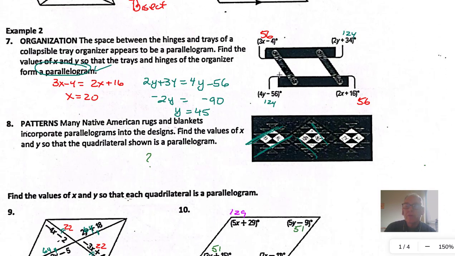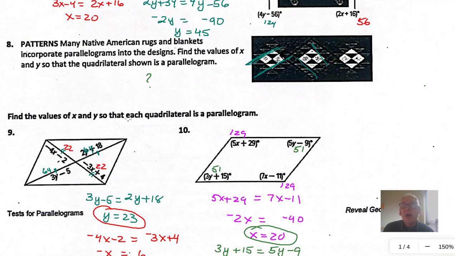If we look at number seven, if we have a parallelogram, opposite angles need to be congruent. So we set the x portions equal to themselves. And if we solve for x, we get x is equal to 20, which makes those angles 56 degrees. And we do the same thing for the y's. If these opposite angles are congruent also, then we do have a parallelogram. And if y is 45, then each one of these angles would be 124. So that is a parallelogram.